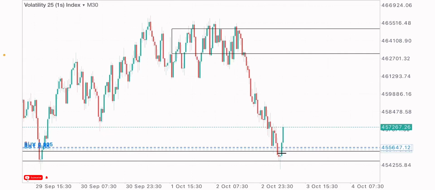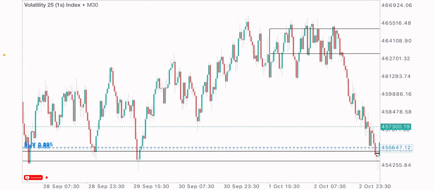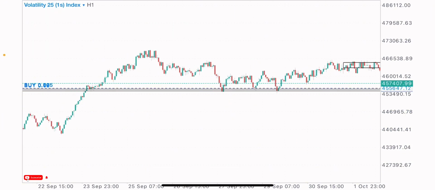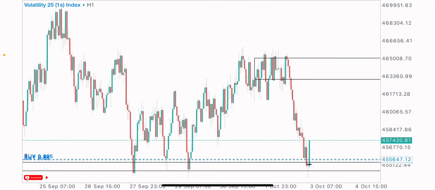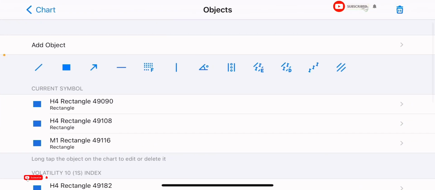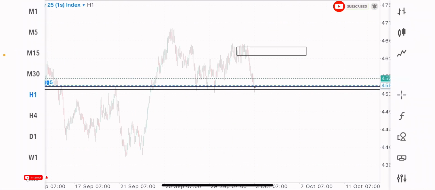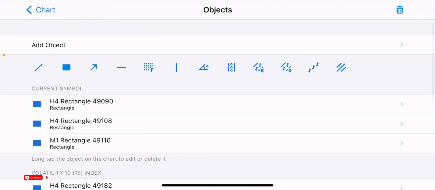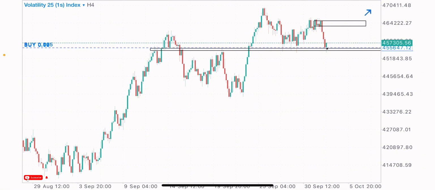But let's emphasize key levels. So I took this buy trade on the V25 (1s) index by buying on a key level of support, right? I was able to predict the price on this level because I've seen past market reaction on this level as a support and as a resistance. I saw this level as an important level, a level we could expect possible market reaction on, right?